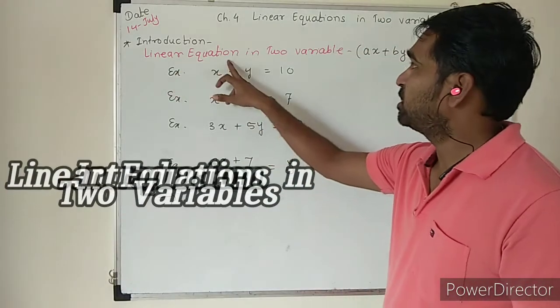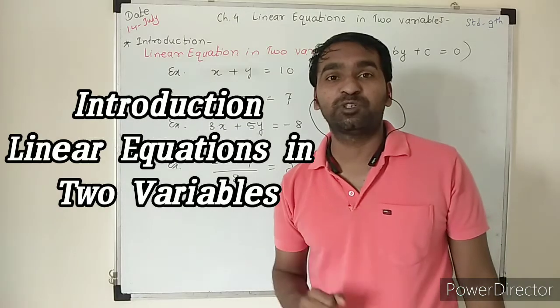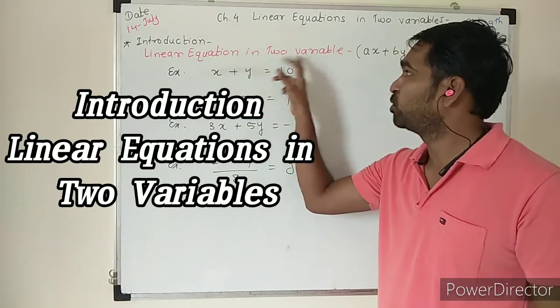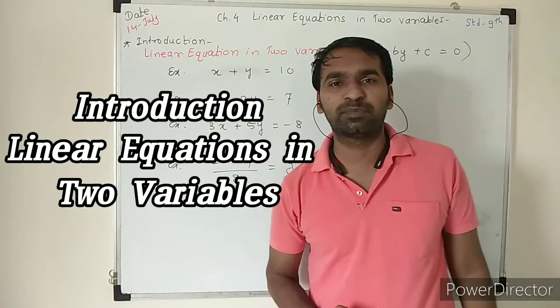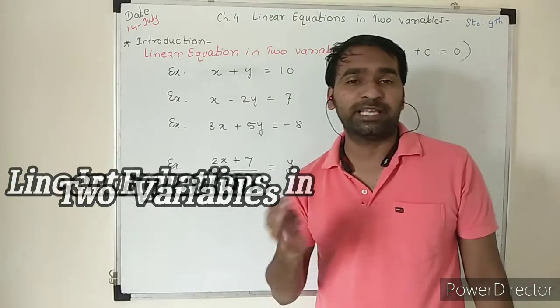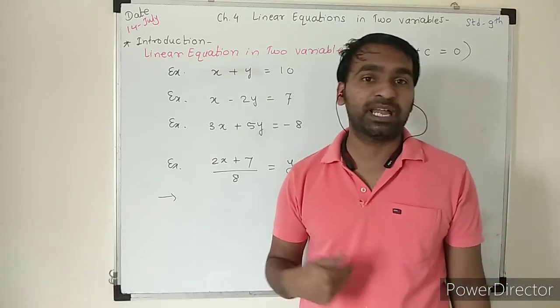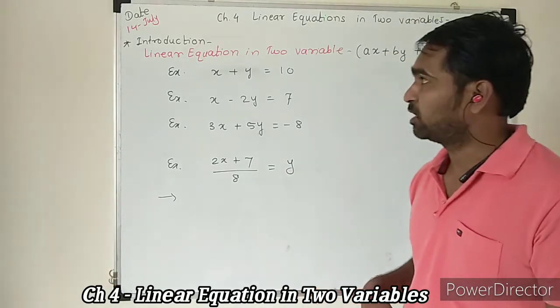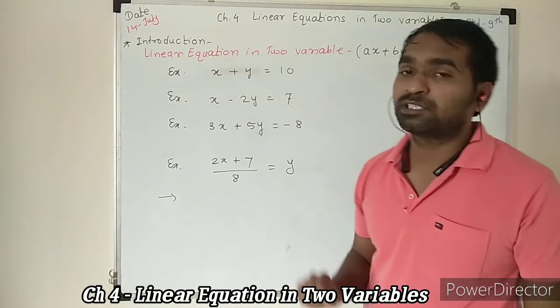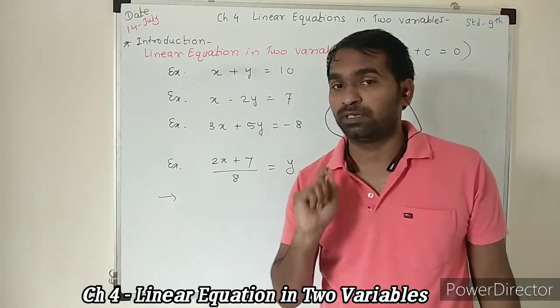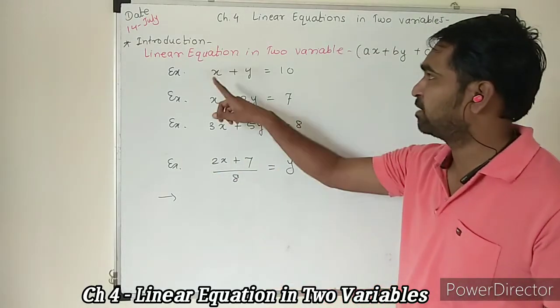Now see the next point, that is the linear equations in two variables. Now start the actual part. Linear equations in two variables means any two variables are used: x and y, a and b, l and m, p and q, any two variables are used. Here the linear equation means both the variables have power 1.